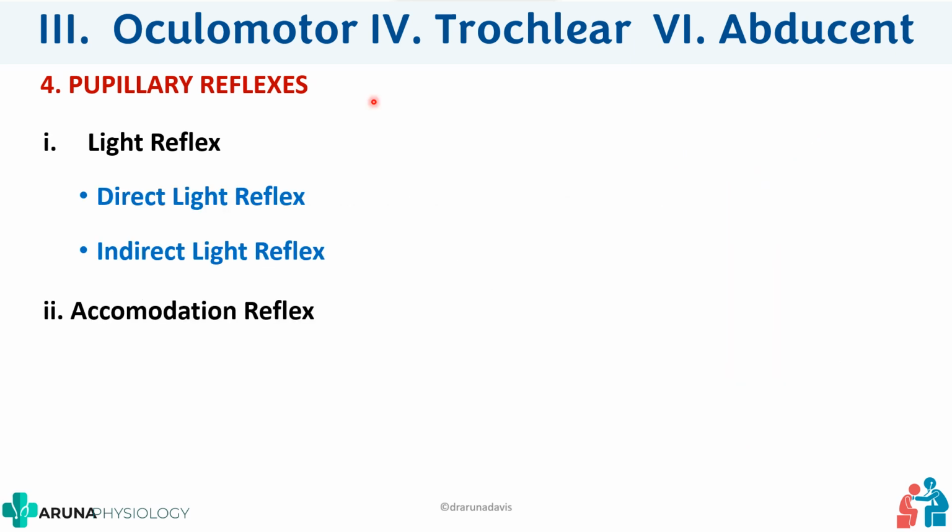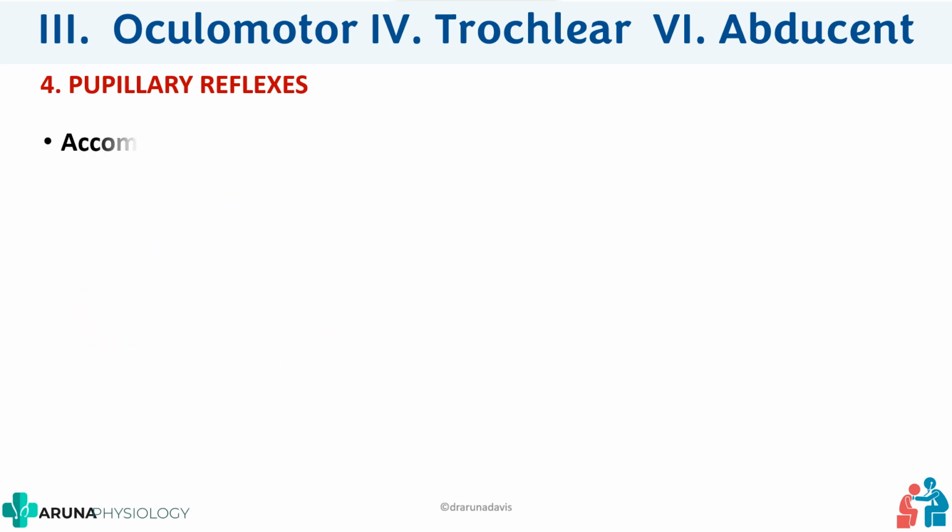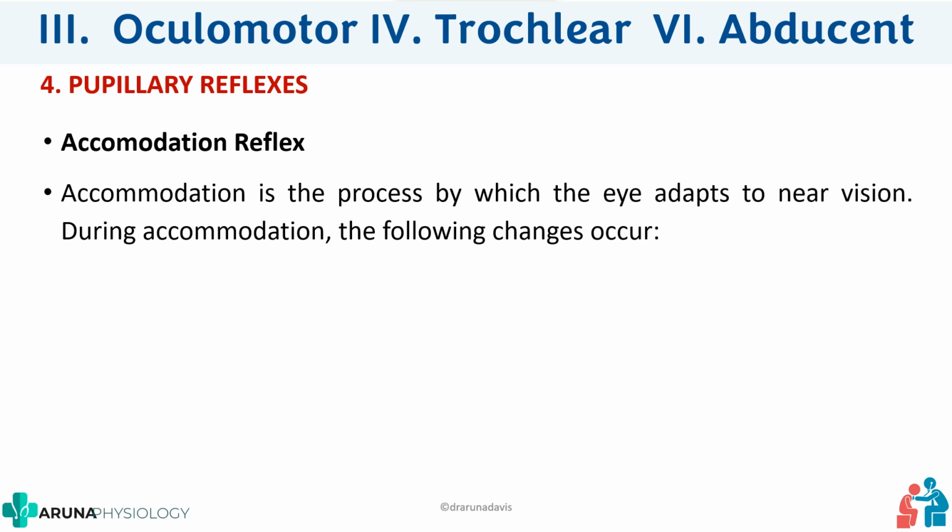Now the next pupillary reflex that we have to learn about is the accommodation reflex. How do we test for the accommodation reflex? First of all, we should know what accommodation reflex is. It is a process by which the eye adapts to near vision, which means your eye can equally see a faraway object as well as a near object. So how is that possible? Because the eye adapts according to the distance of the object.